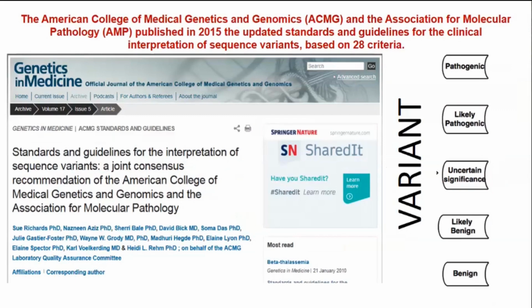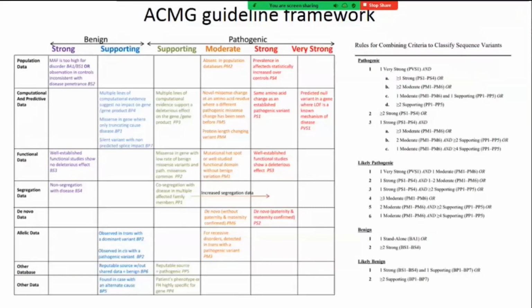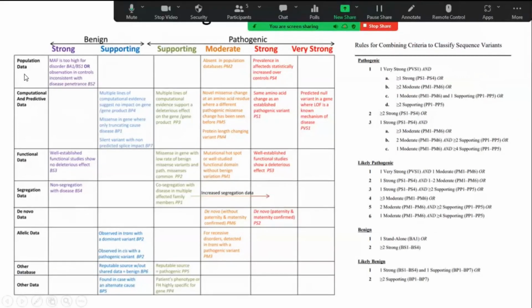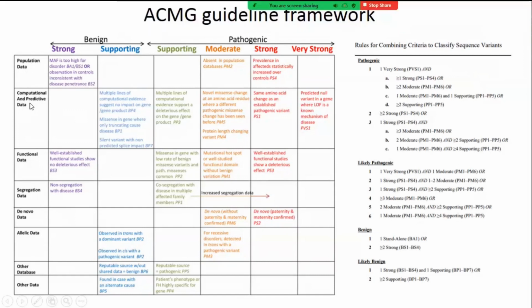These guidelines are quite a complex set of requirements which you fill one by one. Ultimately, what you get out of these guidelines is that every variant has to be classified into one of five: pathogenic, likely pathogenic, benign, likely benign, or variant of uncertain significance. Now, how do you go about doing it? The same evidences that we spoke about are used: the population data, the computational data, the prediction, the functional data, the segregation analysis data, the de novo data, allelic data like cis or trans, and other databases. They have given strong or weak scores to each of these.